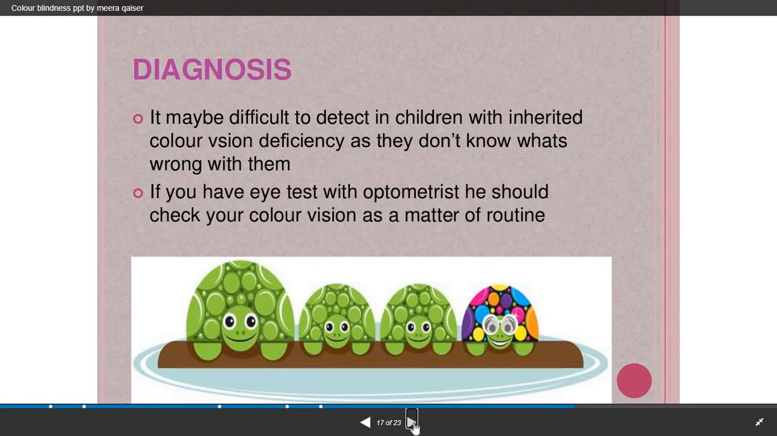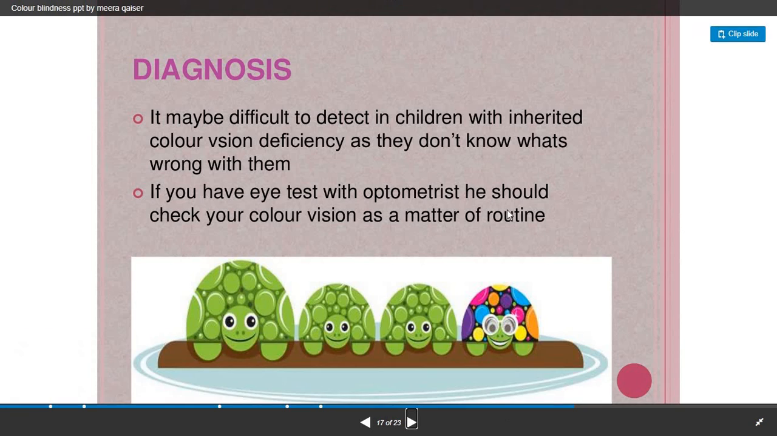Now, how is diagnosis of this color blindness possible? It is difficult to detect in children with inherited color vision deficiency, as they don't know what's wrong with them. So it is better to have a test with an optometrist. He should check color vision as a matter of routine.